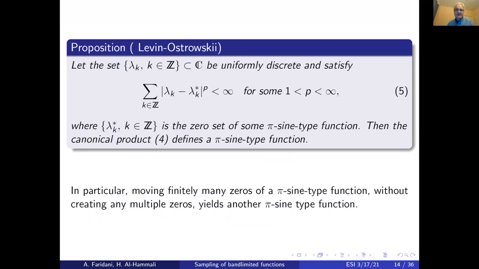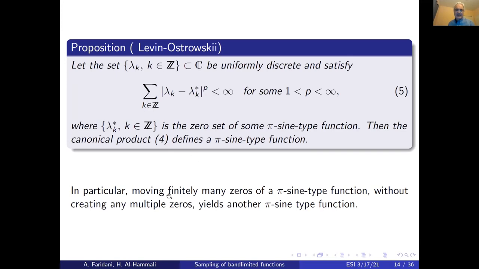Fortunately, such criteria exist. There is a result by Levin-Ostrovsky that if we have a uniformly discrete set lambda k, k in Z, a subset of the complex numbers, that satisfies the following: if the sum over k in Z of the absolute value of lambda k minus lambda k star, to the power p, is finite, where lambda k star is the zero set of a pi sine type function, then the canonical product (4) again defines a pi sine type function.